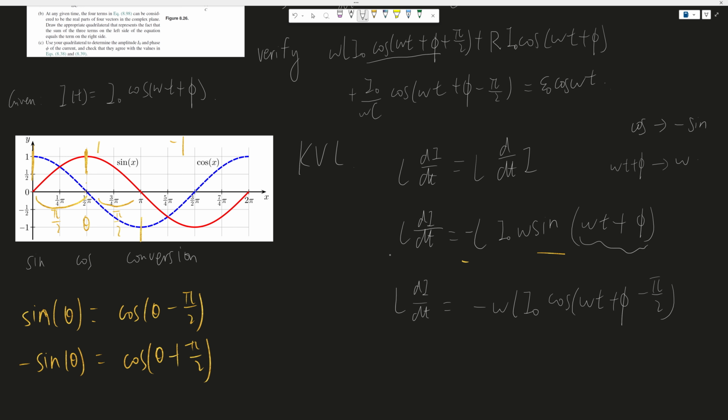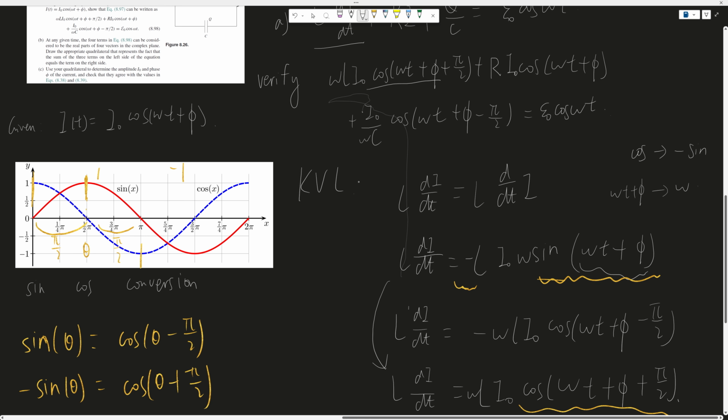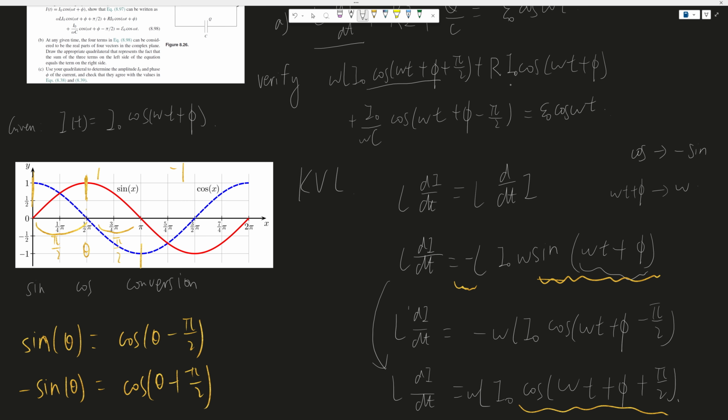And so this way, we can write L di/dt equals omega L I0 times cosine of omega t plus phi plus pi over 2. Just to make this clear, this part equals this negative sign with this sine part. And that is the conversion between sine and cosine, and it is very useful. So that is the first term, and it matches what the question provides. Next, let's try to find the next term, Ri.